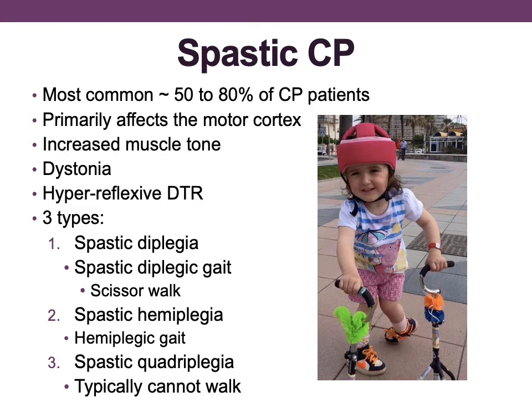Spastic diplegia will present with a spastic diplegic gait or scissor walk. Spastic hemiplegia will present with a hemiplegic gait. And then spastic quadriplegia, the patient is not ambulatory and typically cannot walk.